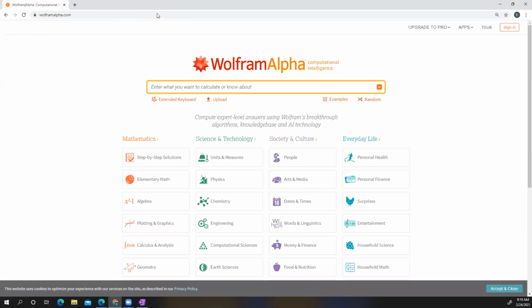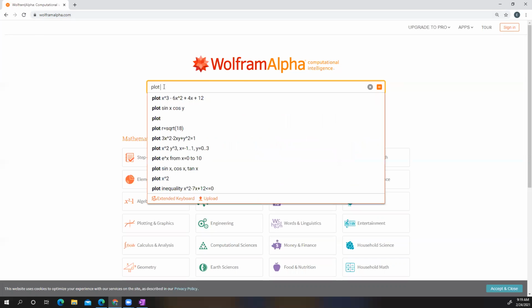wolframalpha.com. So you just open it up like this. You can use any browser. And this is example 3 in the book, and we're going to solve some inequalities graphically. This will give you a little tutorial on how to use this as well. So type this in first, and then I'll explain what we're doing.